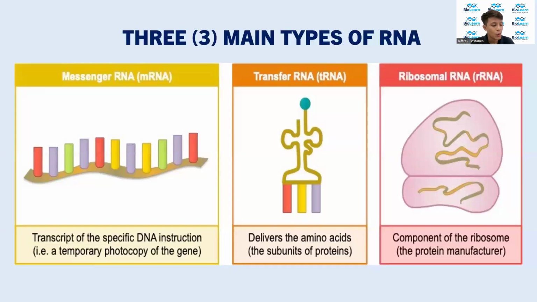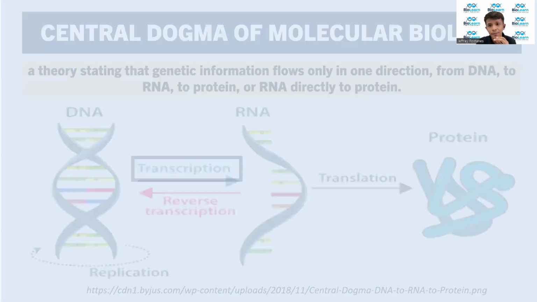Okay, now let's be specific with RNA. The three main types of RNA are the following. We have the messenger RNA, the transfer RNA, and ribosomal RNA. Now, I will not be discussing yet the difference between each of the types of RNA, but we will be mentioning this in the process. So later, you will appreciate the difference among the three types of RNA here.